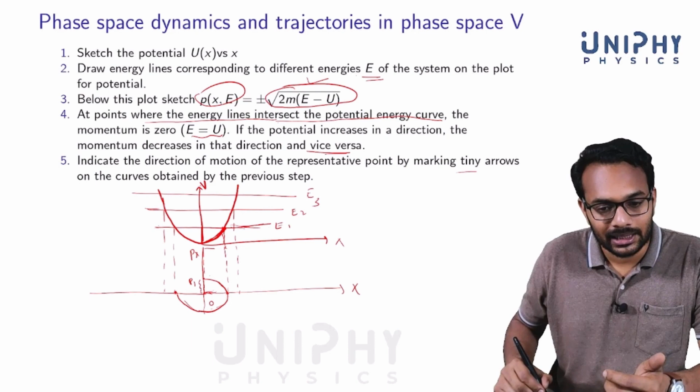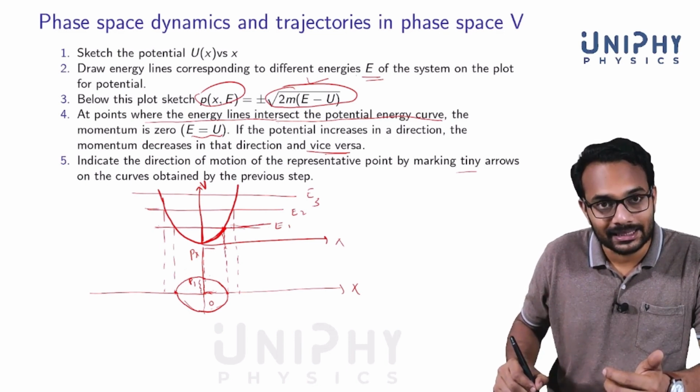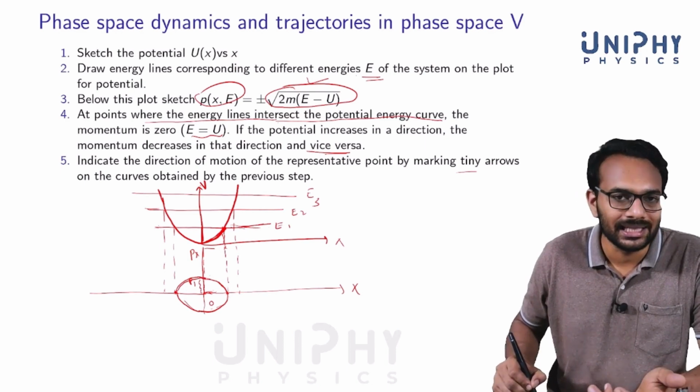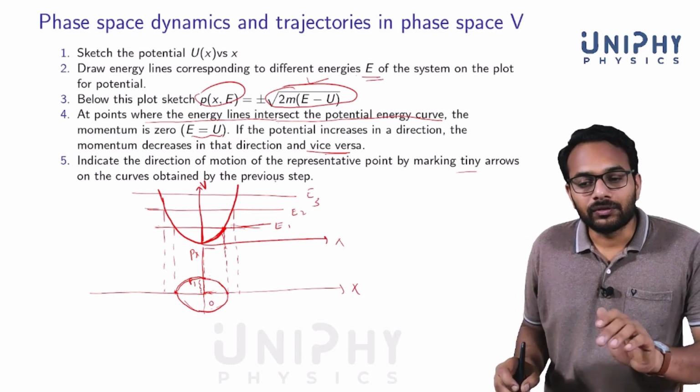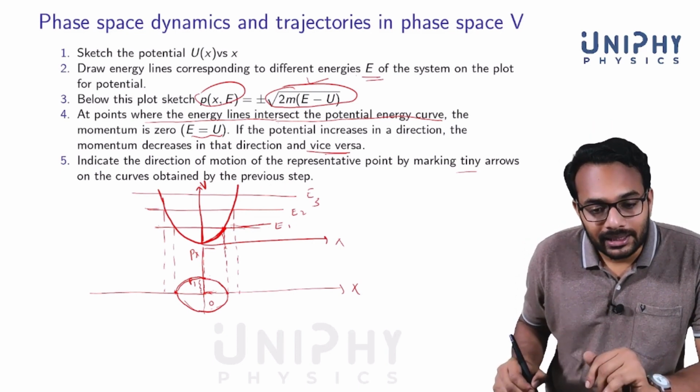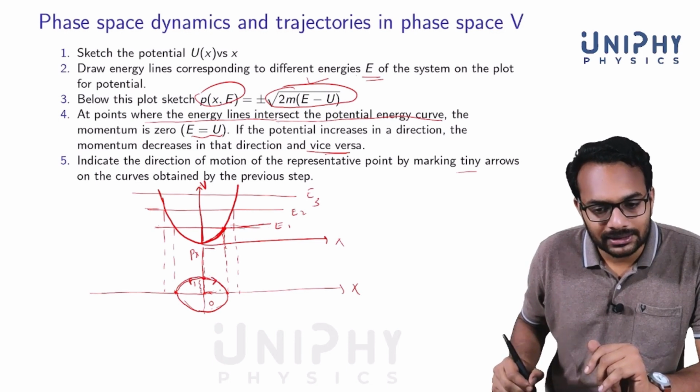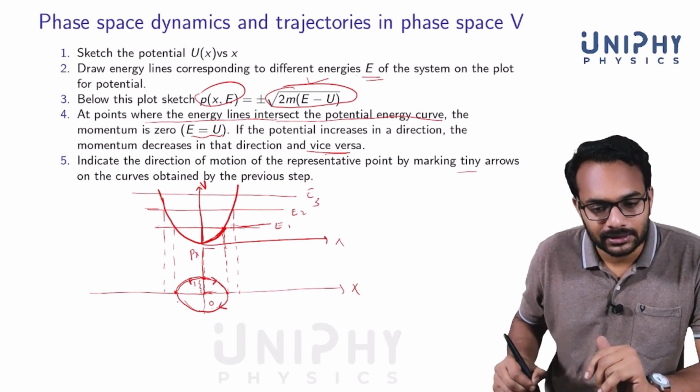Then the direction is reversed and again it goes like that, because now the potential is decreasing. When you go from here to here, the potential is decreasing and the momentum increases and it reaches here. This is supposed to be an ellipse. Now, indicate the direction of motion of the representative point by marking tiny arrows. So this is how we drew it. We started from here, so this is the direction, and it goes like this.